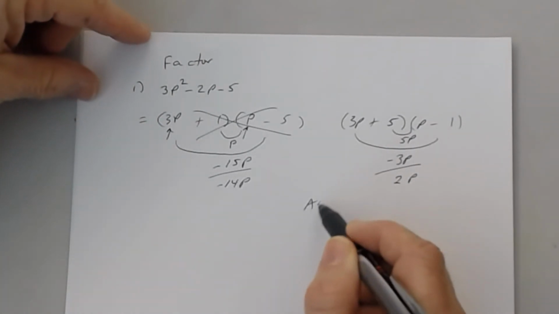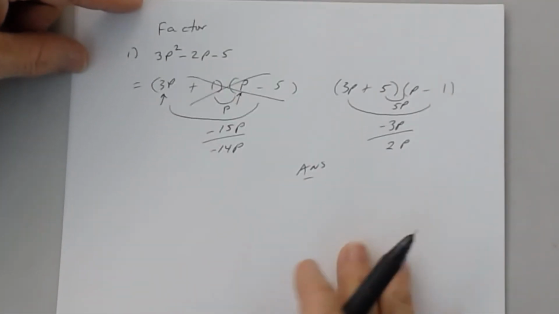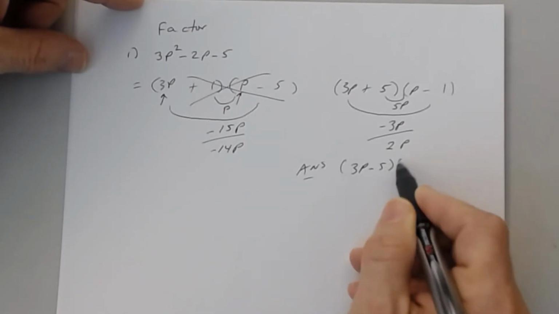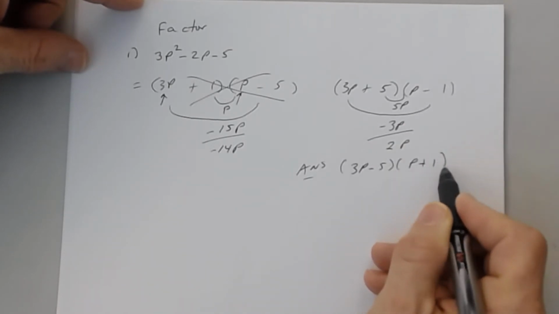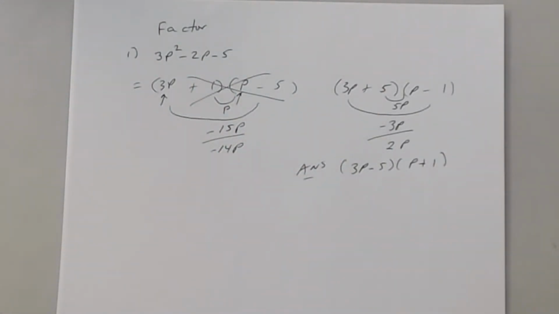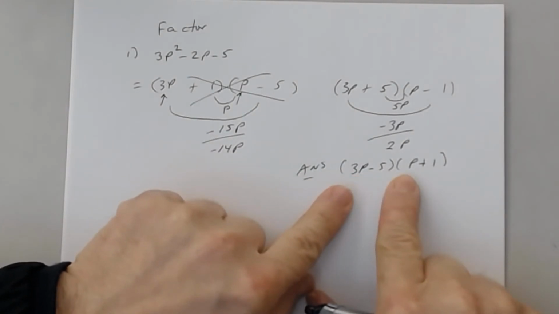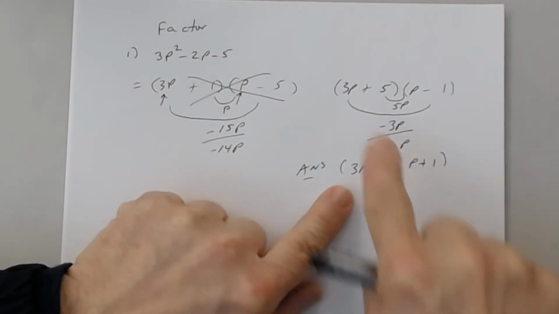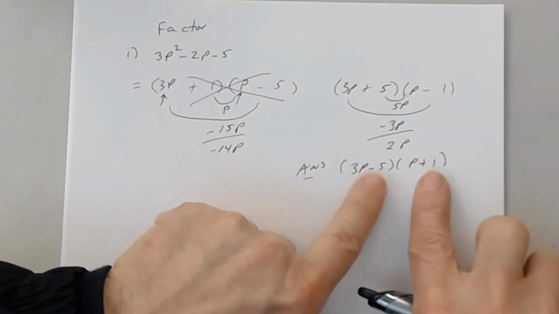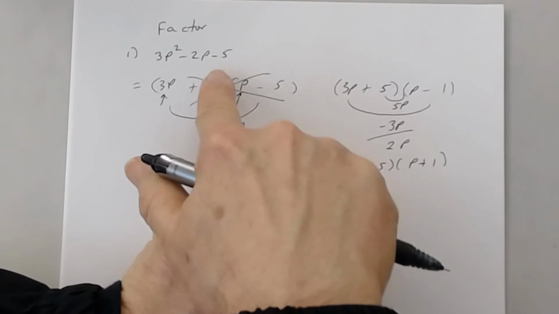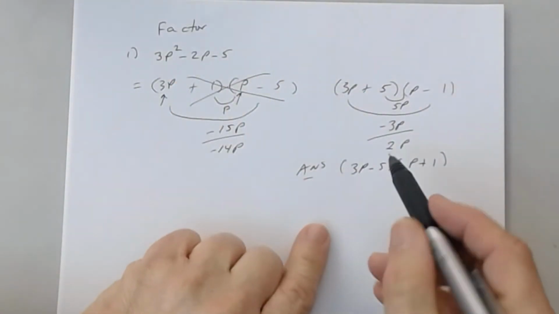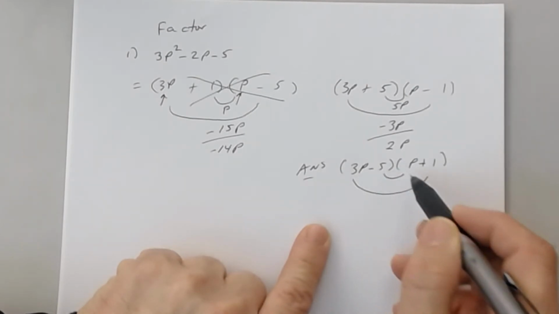So the answer then will be 3p minus 5 times p plus 1. And again, if you check it, let's do the FOIL. You have time to check. Check. What's 3p times p? 3p squared, which is what I wanted. Let's go to the last. What's a -5 times a +1? -5, which is what I wanted. Now, the only thing I've got to check now is the middle term. Your middle term comes from the outer and the inner. What's the outer?